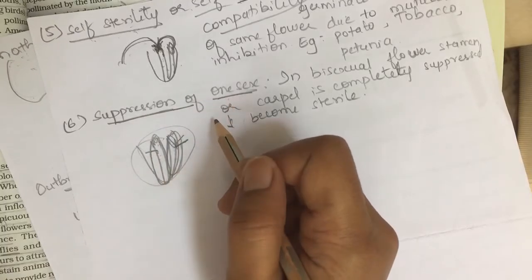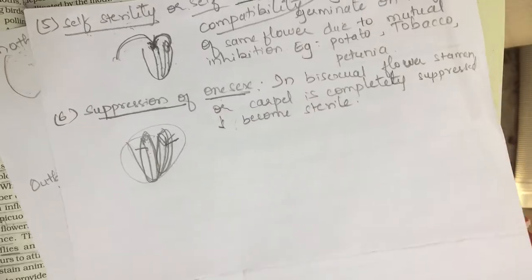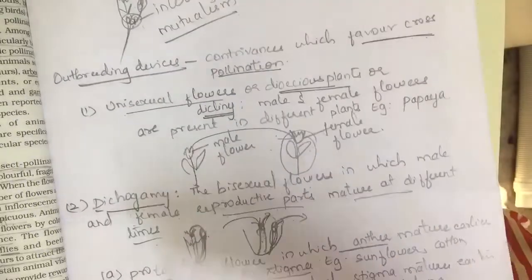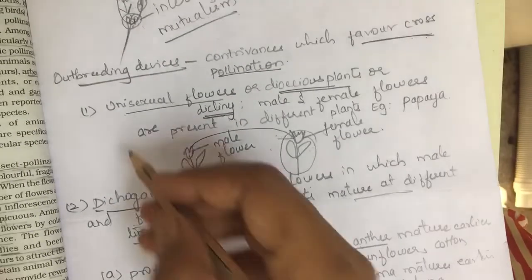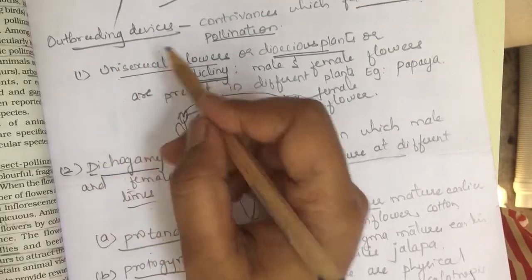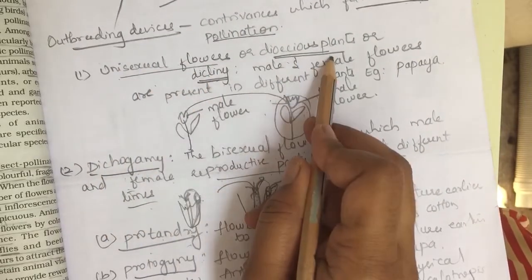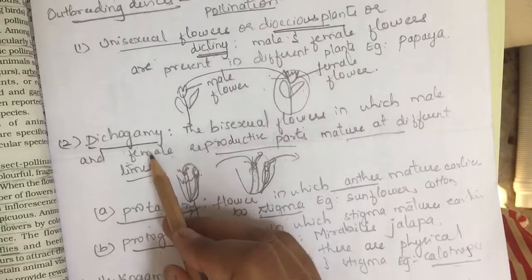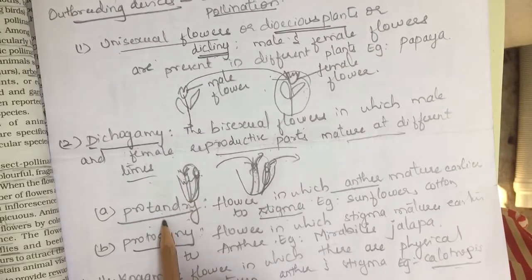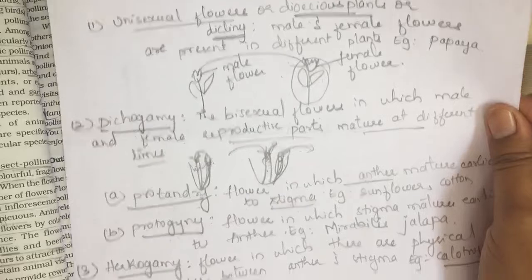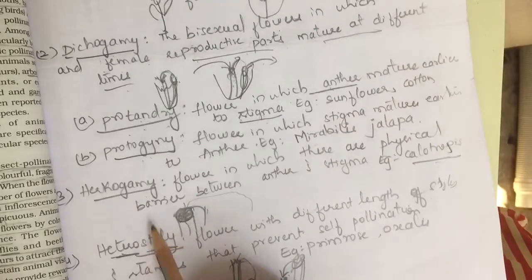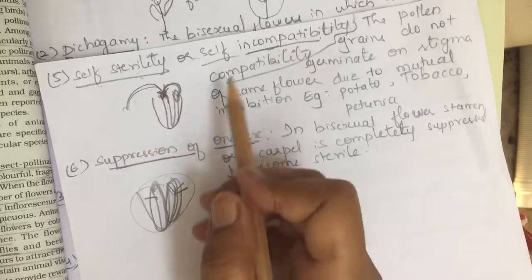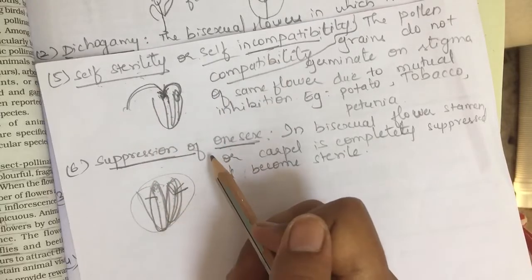These are the six devices which help cross pollination. We call them outbreeding devices. The first one we said was unisexual flowers or dioecious plants or dicliny. Next is dichogamy, in which we said protandry and protogyny. Next we spoke about herkogamy and heterostyly. Then self-sterility or self-incompatibility and suppression of one sex. All these are very important.